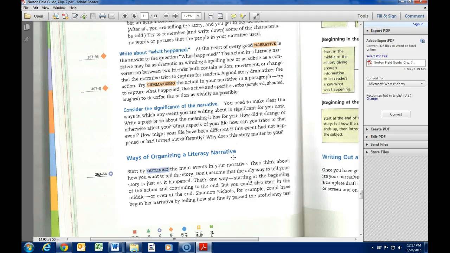What aspects of your life now can you trace to that event? How might your life be different if this event had not happened? I mean, these are questions to consider.